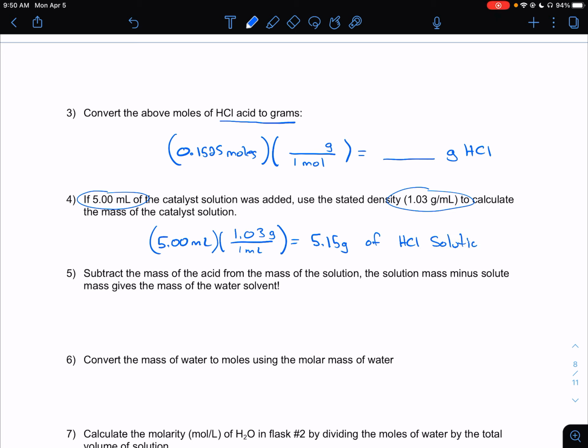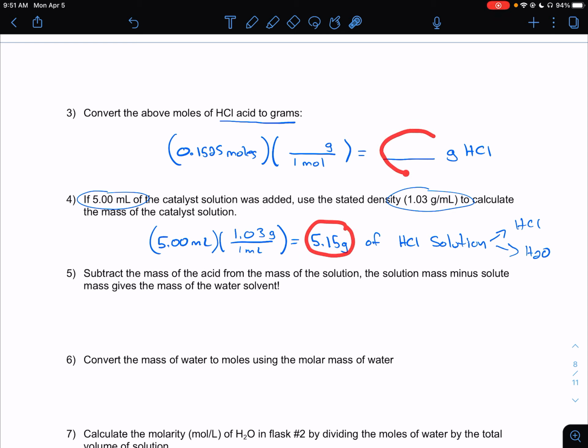So let's just think about that for a second. This HCl solution contains HCl and it contains water. The total mass is 5.15. So in number 5, what we're saying is, how much of that is water? The total mass is 5.15.